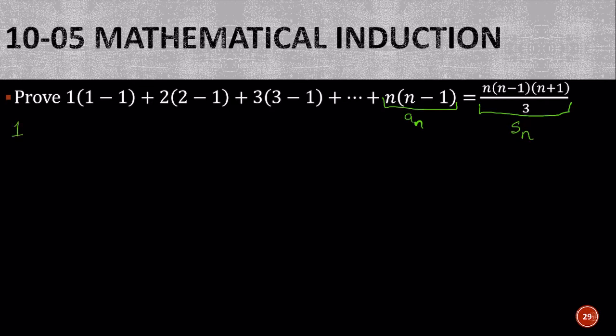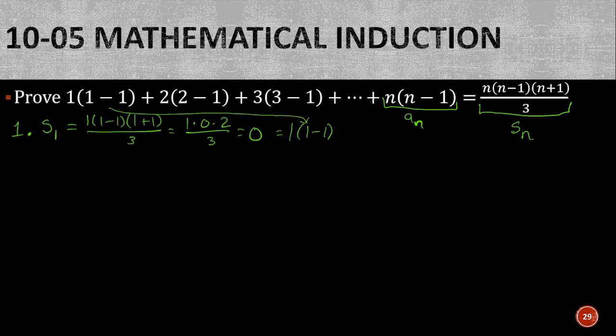Let's work through the steps. Step 1. Show that it works when n is 1. So I'm going to put a 1 for the n in the sum formula. If I do that, I'll have 1 times 1 minus 1 times 1 plus 1 over 3. So it'll be 1 times 0 times 2 over 3, which is 0. Now we check. Does that equal our first term? Well, that does equal our first term because 1 minus 1 is 0.